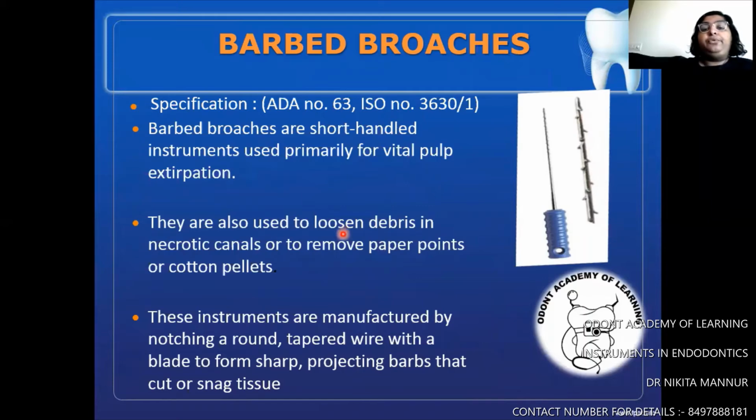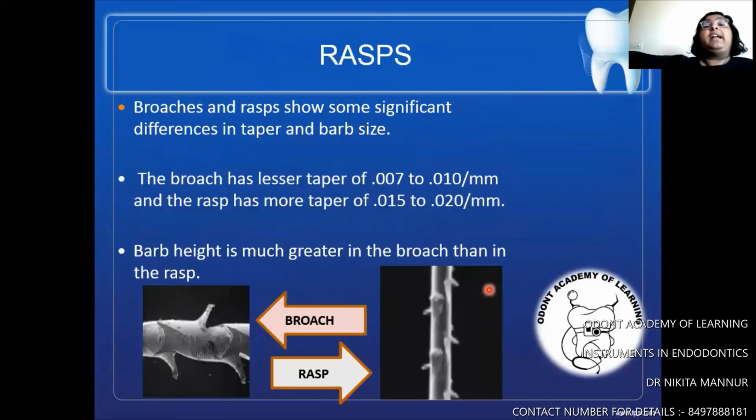They also help to remove loosened debris, necrotic canals, and remove paper points or cotton pellets just stuck inside the canal. They are manufactured by notching a round tapered wire with a blade to form sharp projecting barbs that cut or snag tissue. Broaches and rasps show some significant differences in taper and barb size. So this is a broach and this is a rasp. In broach, it has lesser taper of 0.007 and rasp has more taper of 0.015.